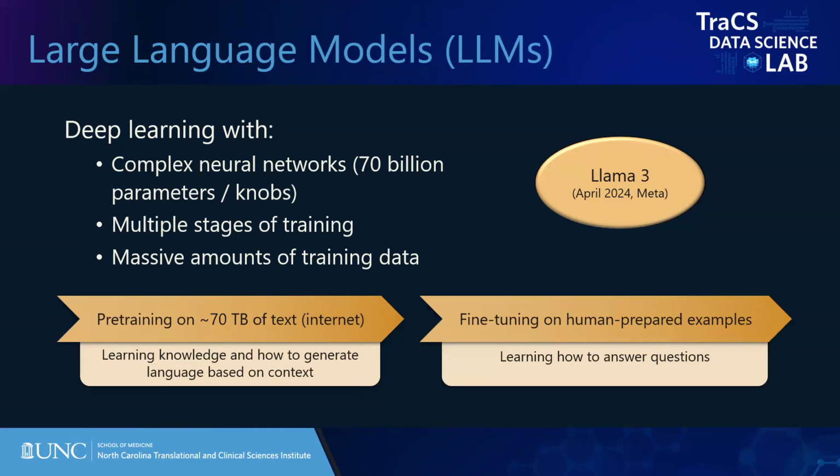The second stage of training is called fine-tuning. And for this part, you generally need a lot of human prepared examples. Now, if you think about the pre-training stage as the model learning language and knowledge, you can think about the fine-tuning stage as the model learning how to use those to perform some task. So in the case of chatbots, the model is learning how to respond to prompts and produce nicely formatted answers to questions.